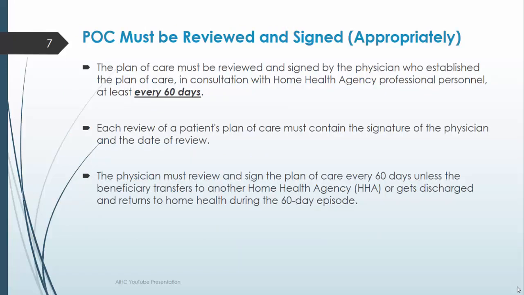The plan of care must be reviewed and signed by the physician who established the plan of care, in consultation with the home health agency professional personnel, at least every 60 days. Each review of the patient's plan of care must contain the signature of the physician and the date of review. The physician must review and sign the plan of care every 60 days unless the beneficiary transfers to another home health agency or gets discharged and returns to home health during the 60-day episode.